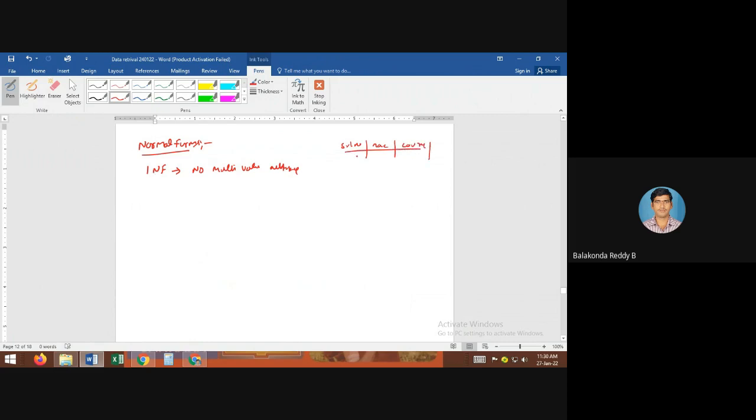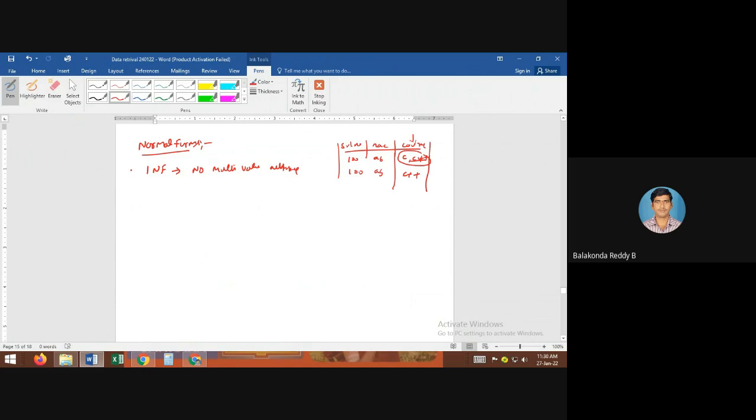Suppose student roll number 100, name AB, he did 2 courses, C, C++. Here 2 values are there in a single attribute. So this table is not in first normal form. If you don't maintain C, C++ like this, the table is in first normal form. That is called no multi-value attributes. Guys, all of you note down this one. Only the definition is enough: no multi-value attributes.